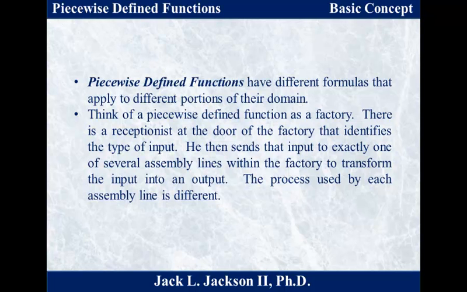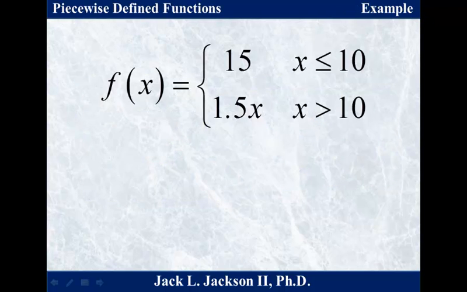Each of these assembly lines is like its own little factory, its own little function. It has its own rules and its own process for turning an input into an output. The overall result is you take inputs to outputs, but what happens to each input is a little bit different depending on what kind of input you have. So let's start with an easy example.